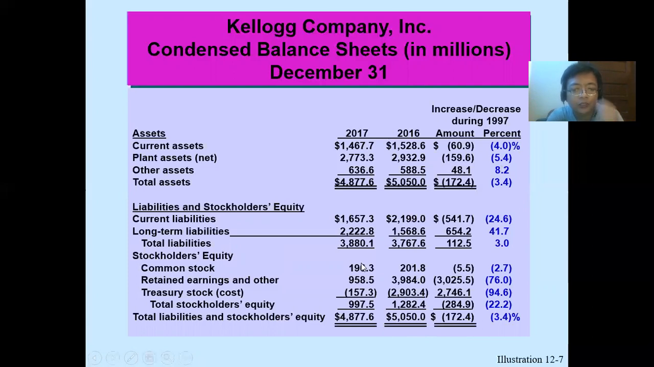So, common stock decreased by 5.5 million with 2.7% decrease. What else? Current liabilities also decreased by 541.7, negative, a decrease of 24.6. So overall, your assets decreased by 3.4%. Also in terms of total liabilities and stockholders' equity. Go back to the basic: assets equal liabilities plus owner's equity.